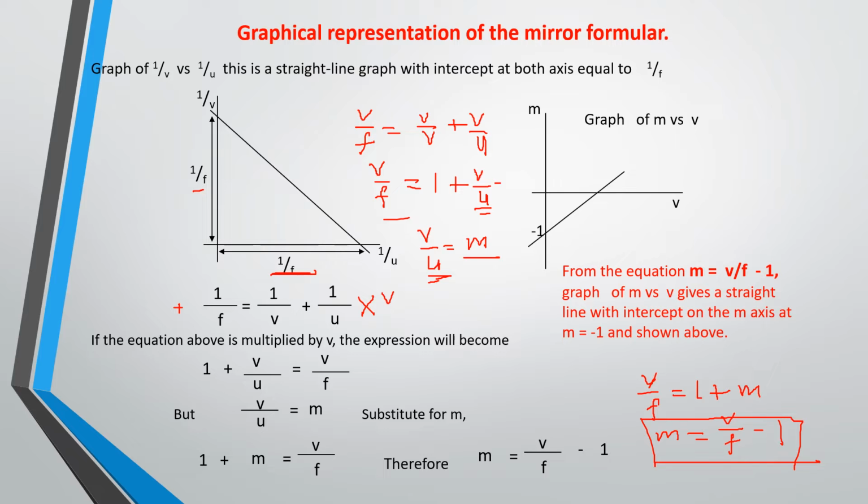We'll also get to this equation when we talk about lenses in a further video that we're going to shoot. Okay, so if you plot the graph of magnification against v, you are going to have your intercept equal to minus 1, on the negative m axis. Alright, so this is how the equations are gotten.